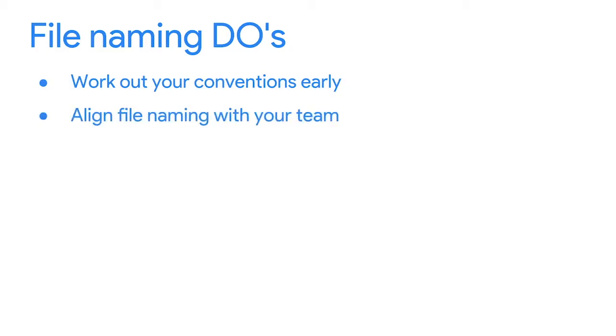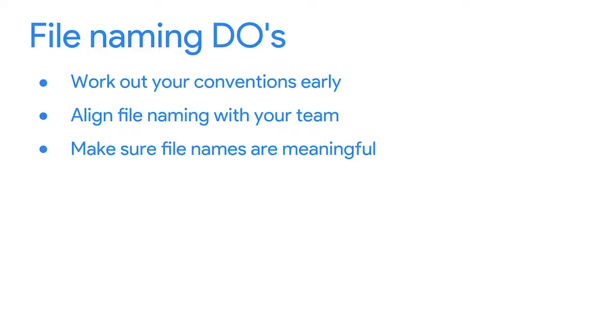So here's some general tips on creating file naming conventions that are both logical and functional. Here are some quick file naming do's. Work out your conventions early to avoid having to spend time redoing it later. Align your file naming with your team. And make sure your file names are meaningful, with references to the project name, creation date, revision version, or any other useful information needed to understand what's in that file.